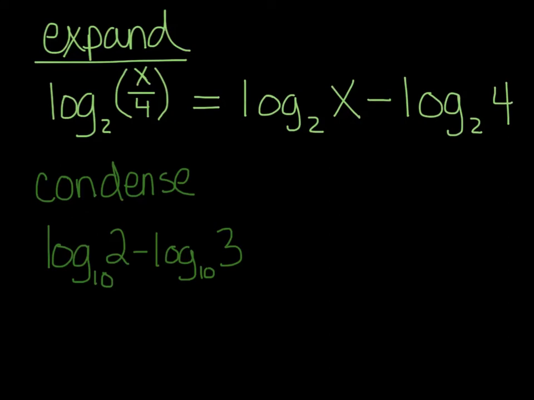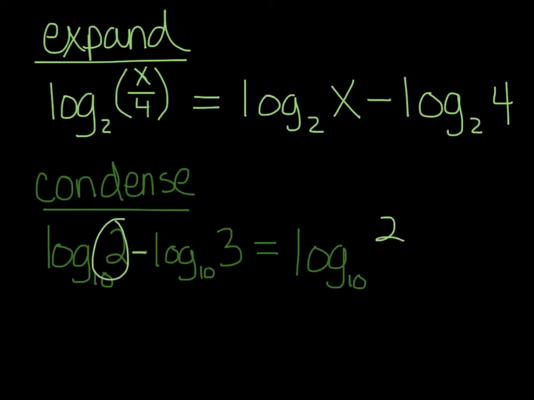Alright, here's another one, condense. So we have log base 10 of 2 minus log base 10 of 3. When we condense, we have the logarithm one time, and then we take that number, and then we have a minus, so it becomes over, and then we take that number, 3. Log base 10 of 2 over 3.